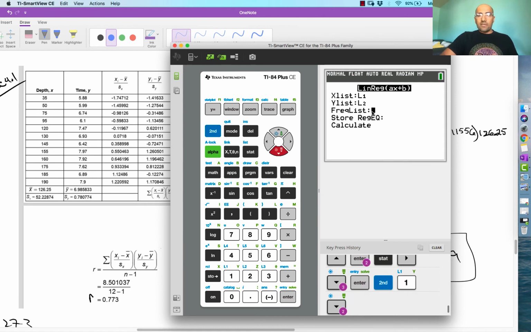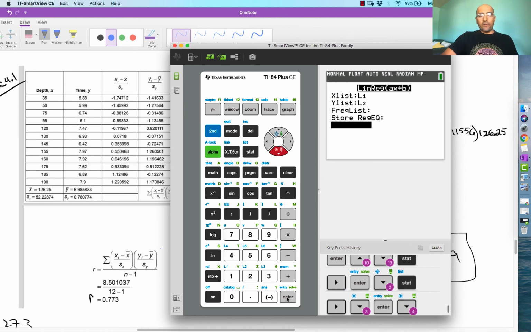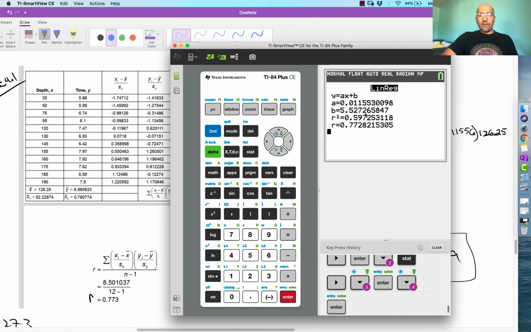Leave the frequency blank, right? Don't put anything in there. Leave the store blank as well. We'll deal with this one later. I just don't want to pile on right now. We're learning something new. So leave it blank, and then come down and hit calculate, enter, and boom, there it is.